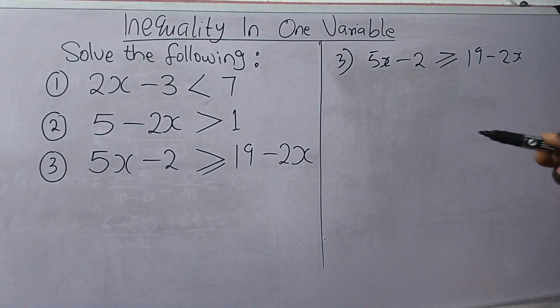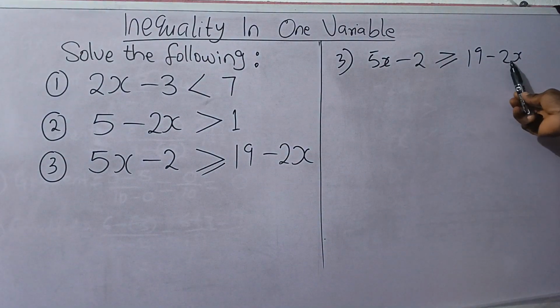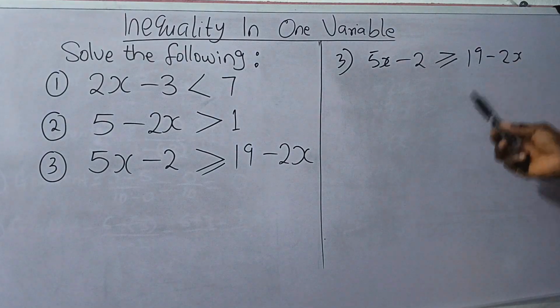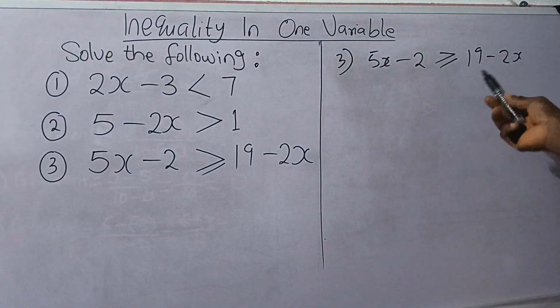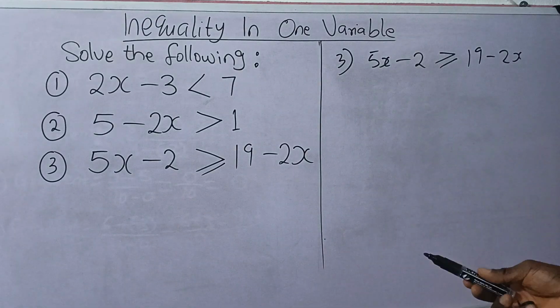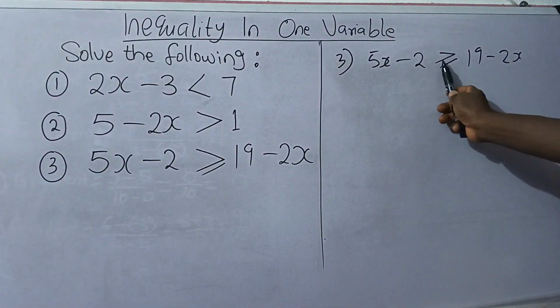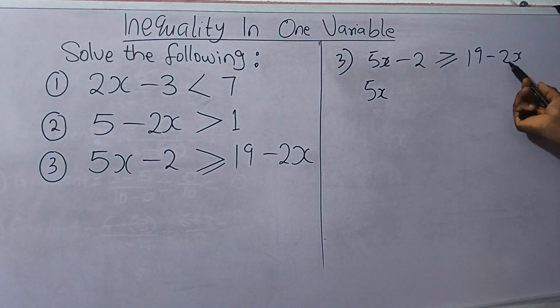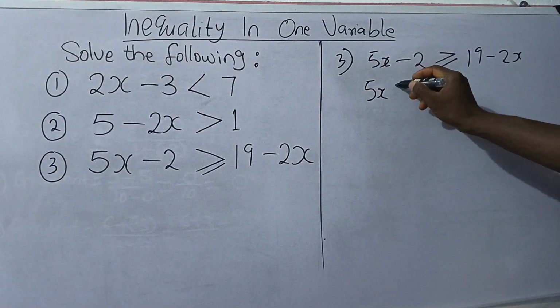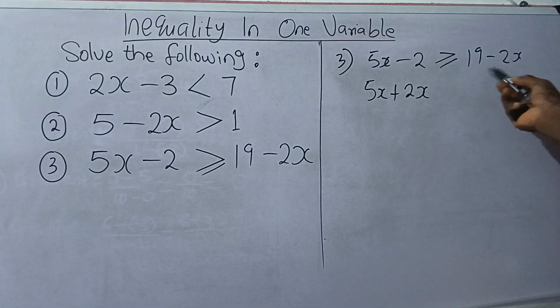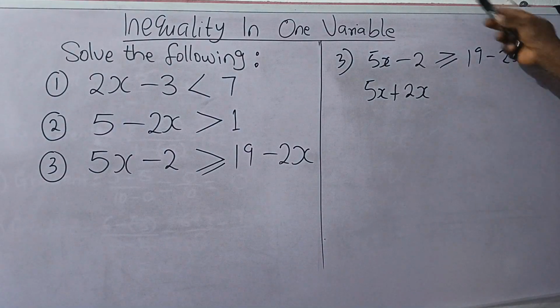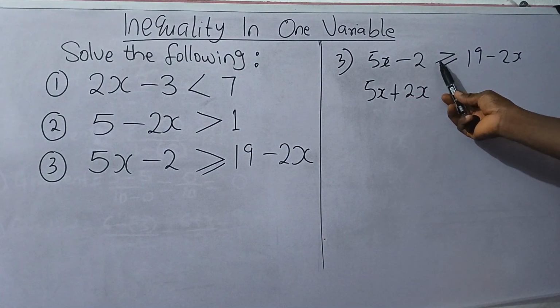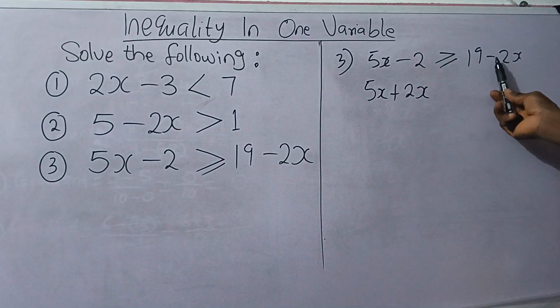So we collect like terms. You can see 5x and negative 2x are like terms because they have the same variable. So for that reason, they will have to go to one side of the inequality symbol. All right, so that will now be 5x. We have negative 2x here, coming over here becomes positive 2x. Remember, when a term crosses to the other side of the inequality sign, its sign changes.